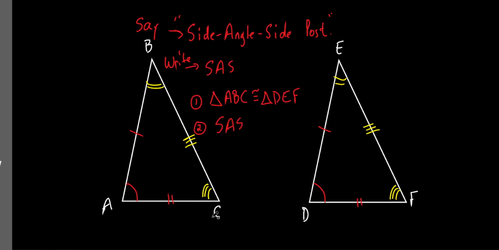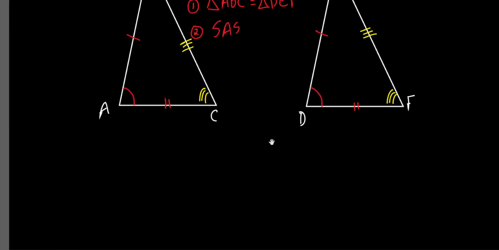Okay, B and E must be equal, C and F must be equal, and BC and EF must be equal. Everybody with me on that? Okay. All right, let's do one more. We've got one more of these postulates, and that's it.